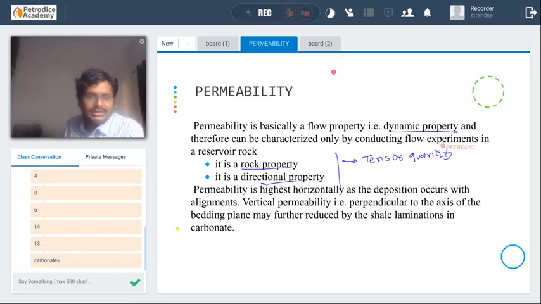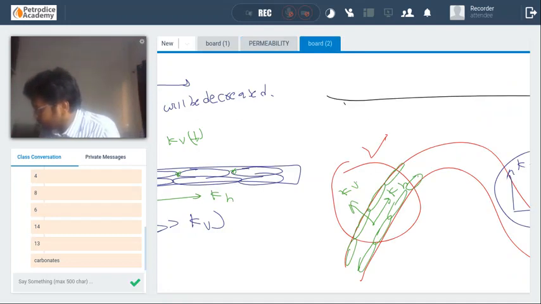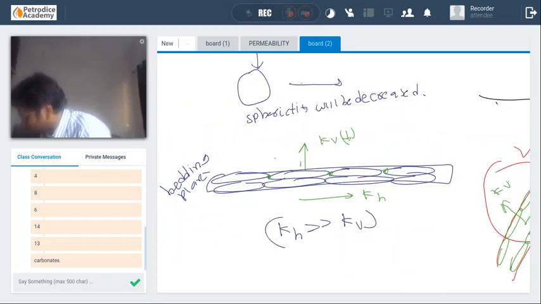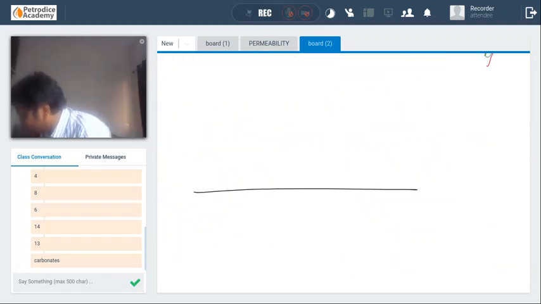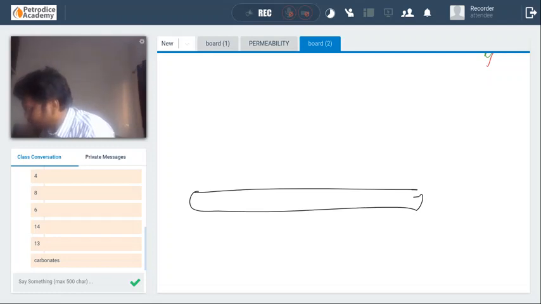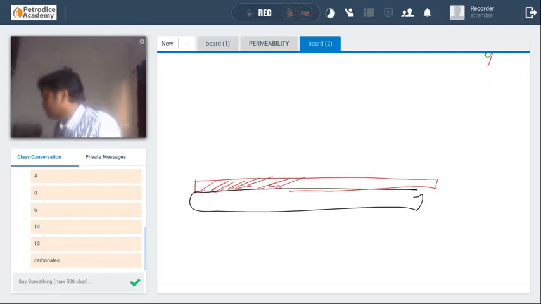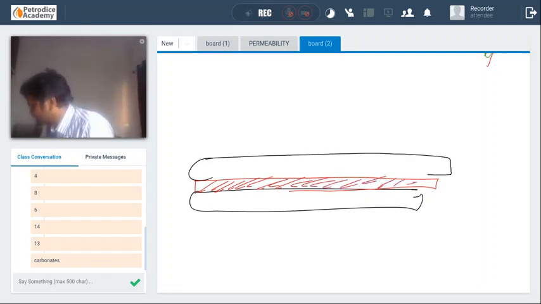Okay. So do write it, guys. Apart from the decrease in sphericity of the rock grains, due to the overburden pressure, the majority of sandstones will be converted to shale, thus decreasing the effective porosity. That means consider this is sandstone. Due to the overburden pressure, one part of the sandstone will become shale, and the other part will remain sandstone.